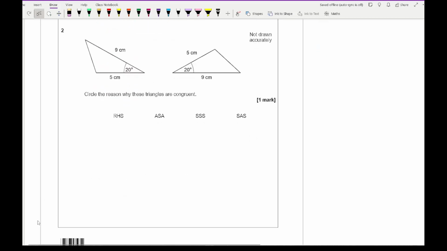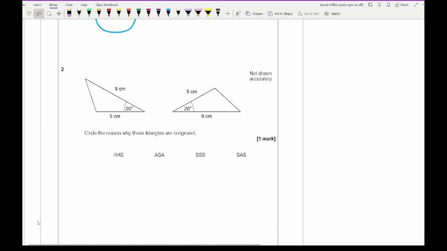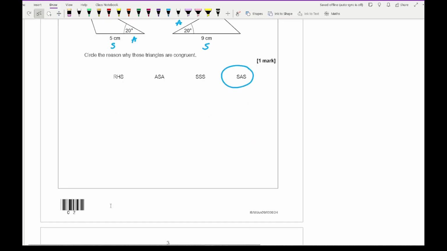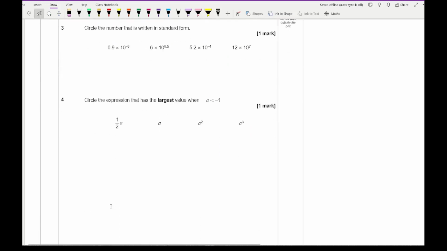identity symbol. With question 2, it says circle the reason why these triangles are congruent. So this is a side, this is a side, and this is an angle. This is a side, this is a side, and that's an angle. So it's going to be an SAS definition or proof.